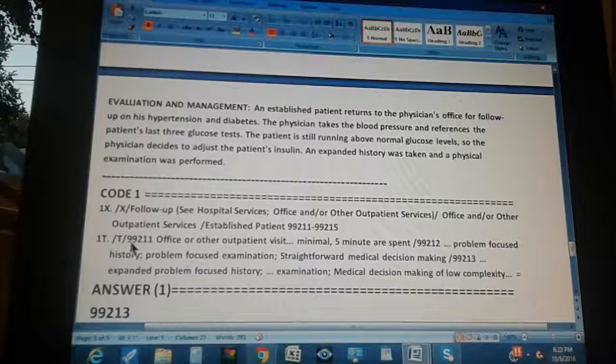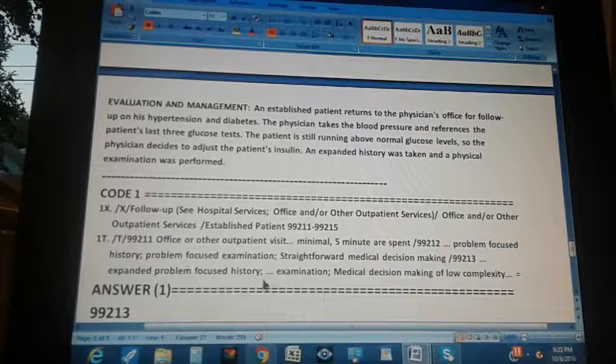So the first one. Why is it not the first one? The first one is not because this is an office or other outpatient visit, minimal, where 5 minutes are spent. And this is not minimal, right? All right. The second one, 99212, is problem-focused history, problem-focused examination, straightforward medical decision making. Not one of them is actually possible. It's not an expanded history, right? It's a focused history. So that's not it.